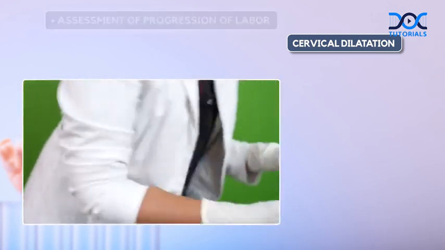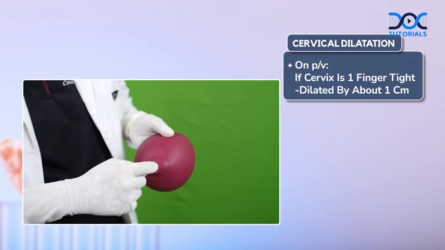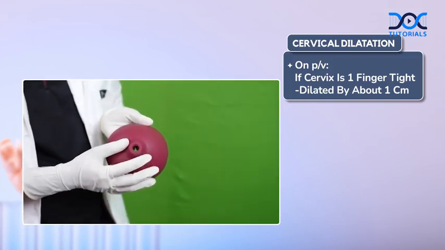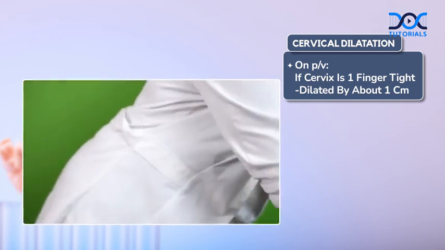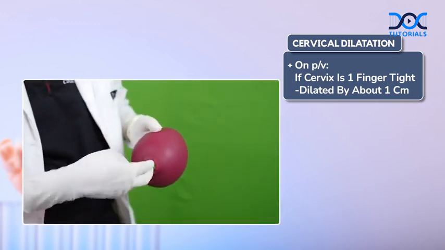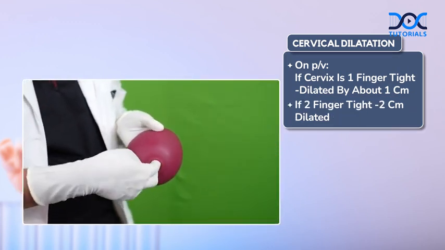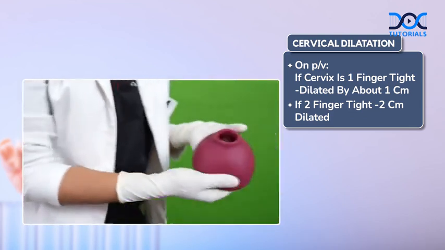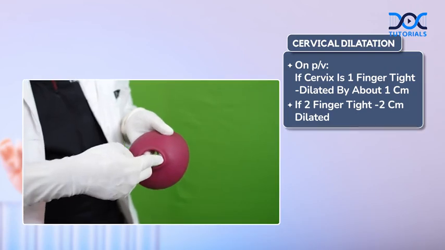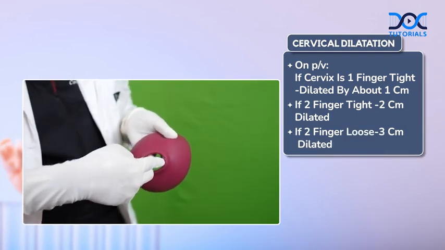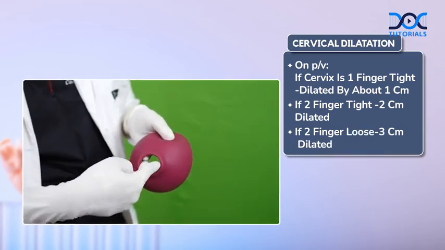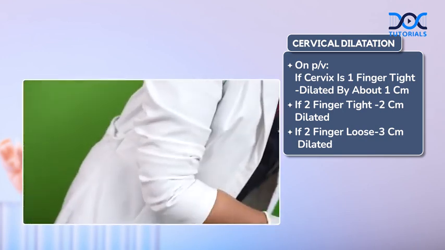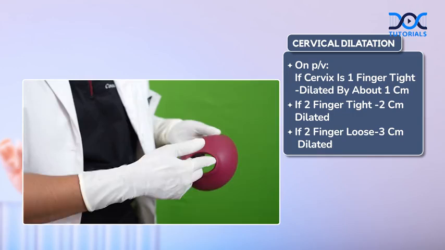Next, you can insert a finger, but it is tight. This one finger tight is your 1 centimeter dilated cervix. Gradually, it keeps on dilating. In the next one, you can insert 2 fingers, but it is tight. This is your 2 centimeter dilated cervix. In the next one, you can put in 2 fingers and it is loose, 2 finger loose, which is equivalent to 3 centimeters. Further on, it goes on to 4 centimeters.